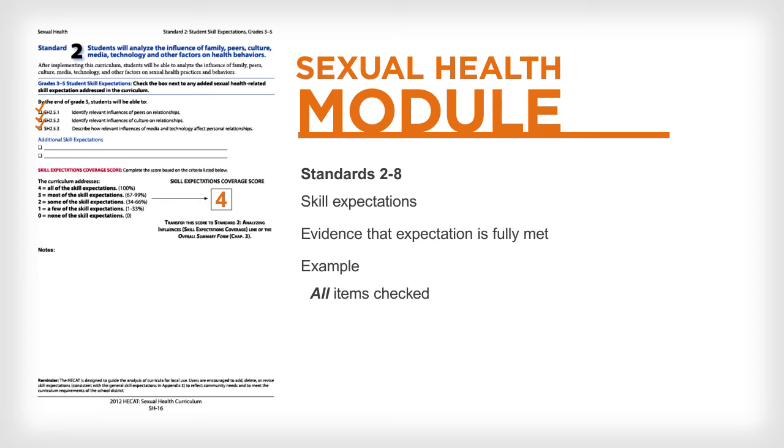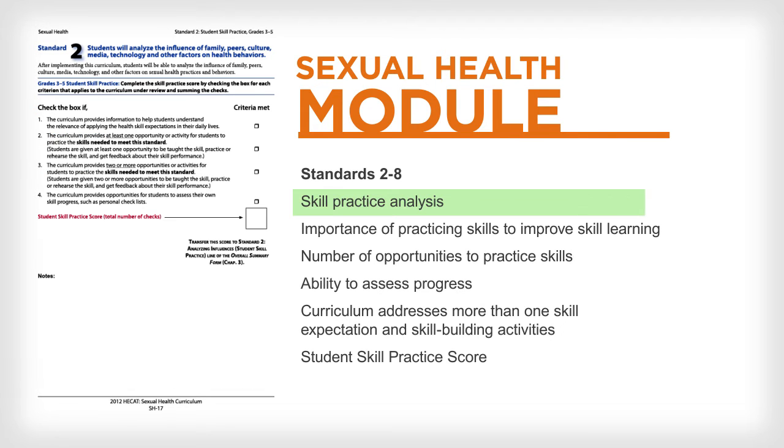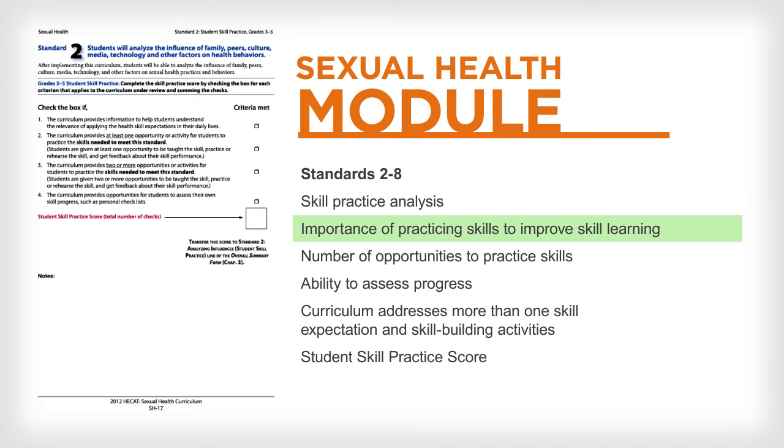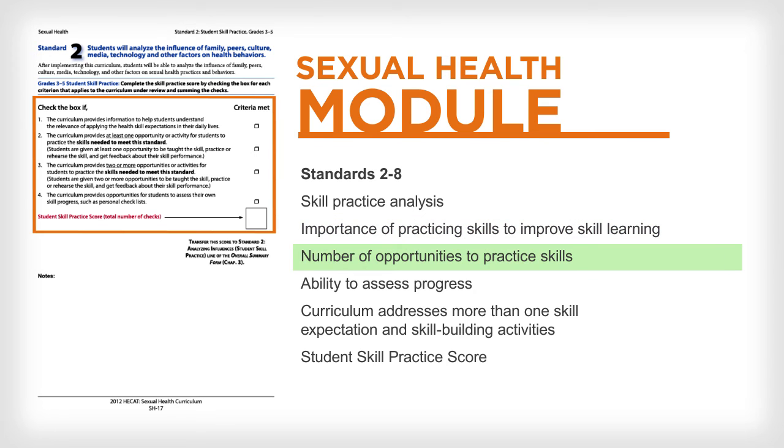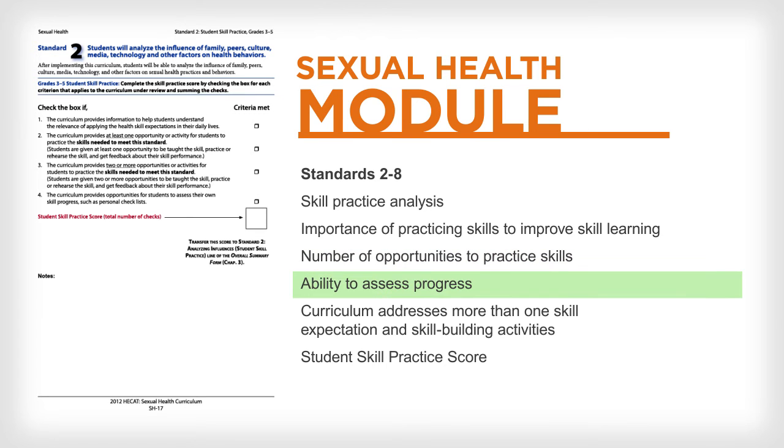The second score for Standards 2 through 8 is the Student Skill Practice Analysis. This emphasizes the importance of practicing skills to improve skill learning. The Student Skill Practice questions are the same in all topic modules for every skill listed in Standard 2 through 8 and for every grade group. The focus is on the number of opportunities students have to practice the skills needed to meet the standard, and their ability to assess their own progress in developing skills.